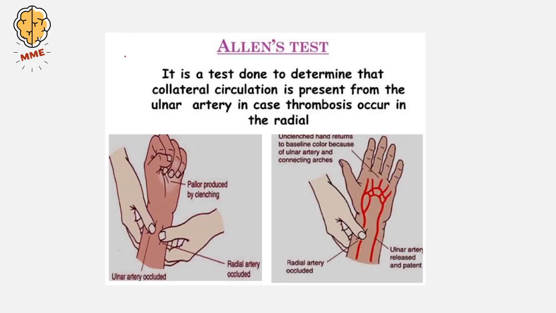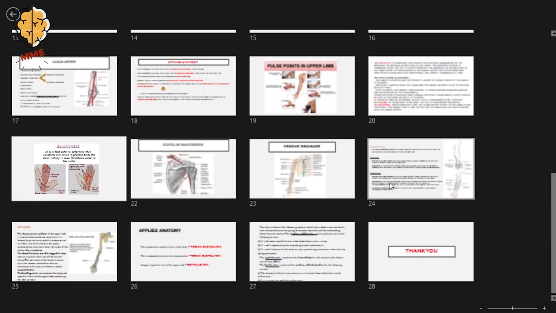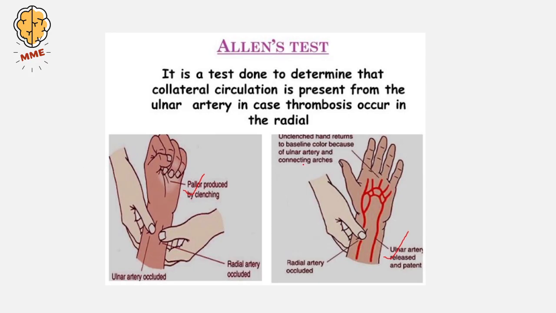On clenching your fist. So when you release the radial artery, with the ulnar artery occluded, when you release this ulnar artery, you may see that the pallor has gone. The pallor is not there in any of the fingers. So this suggests the normal color of your hand has returned. Returning of the normal color to your hand suggests that the ulnar artery is patent and supplying the whole hand.